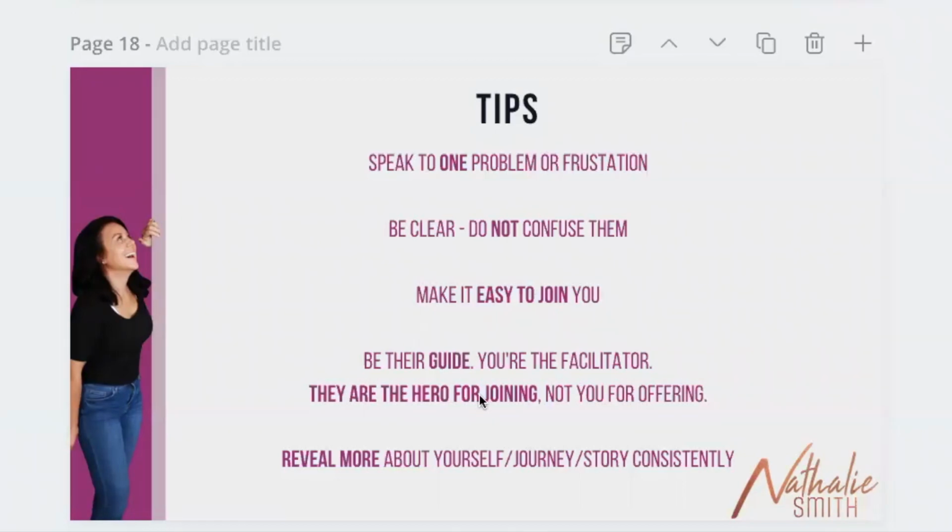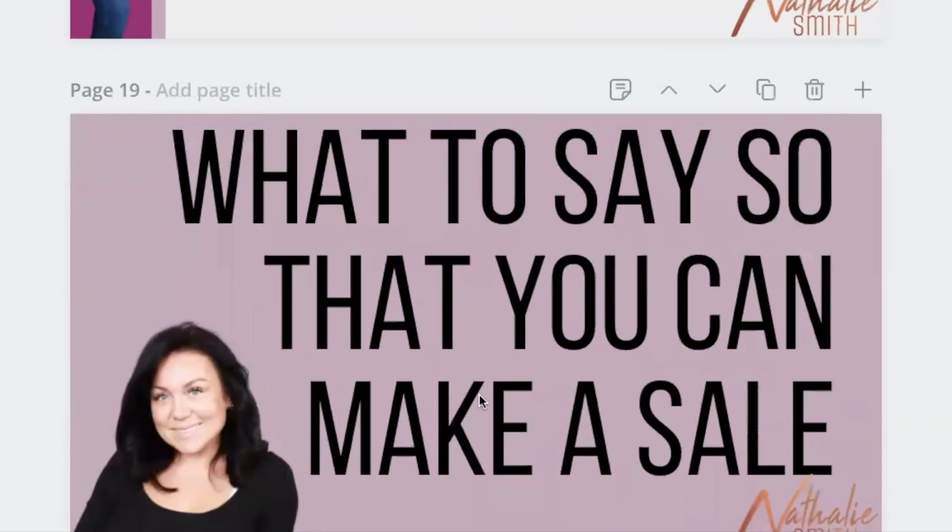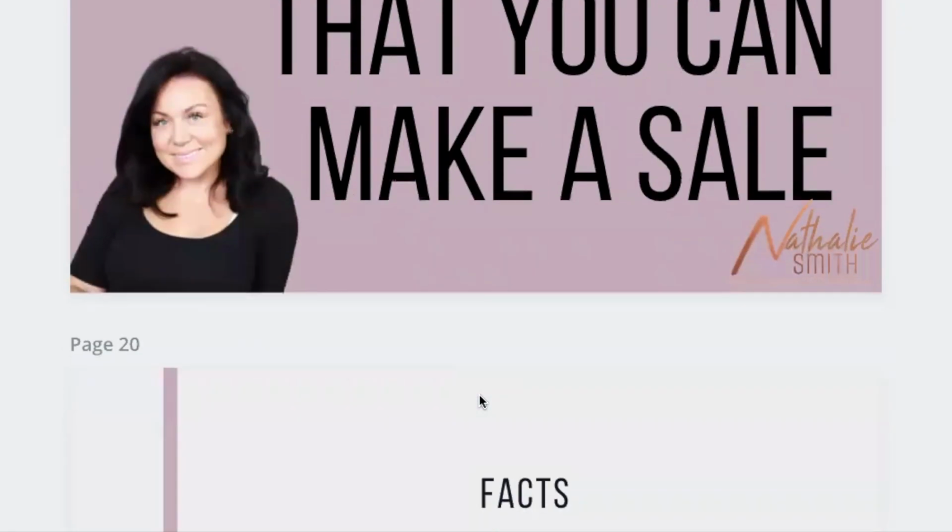Because do you think Victoria's Secret would be like, oh, you know what? We didn't make a lot of sales from this last promotion, so we're not going to advertise anymore. Let's just close. No, that's not how business works. They're like, okay, let's keep going. Let's say it differently. Let's get better at what to say so that you can make a sale.